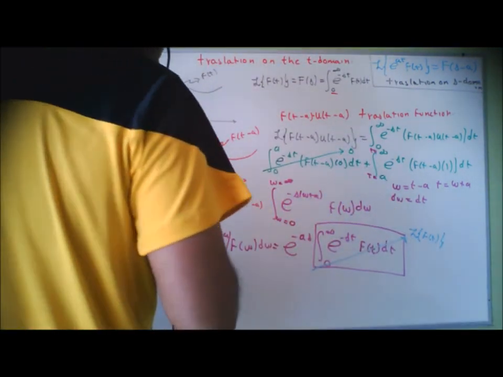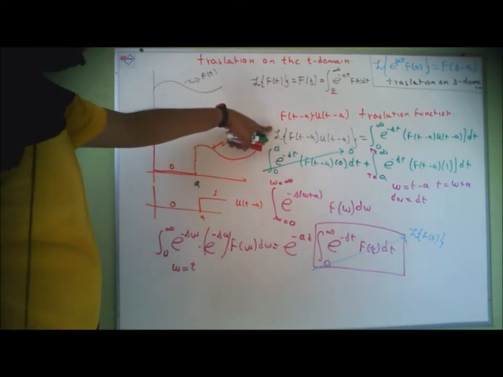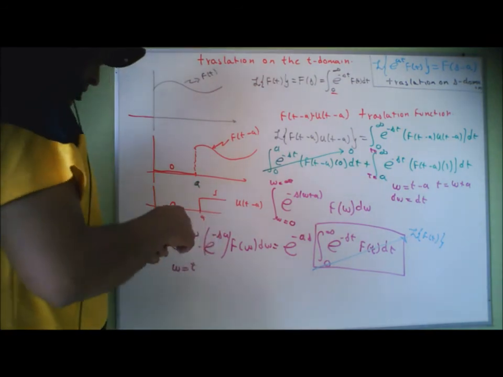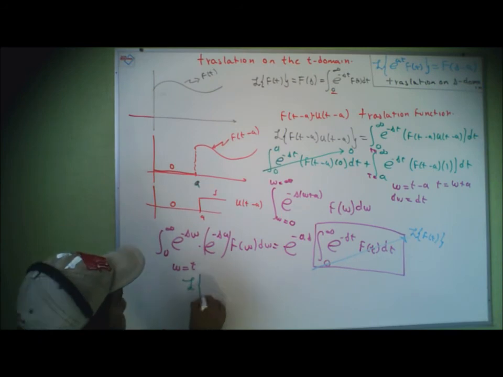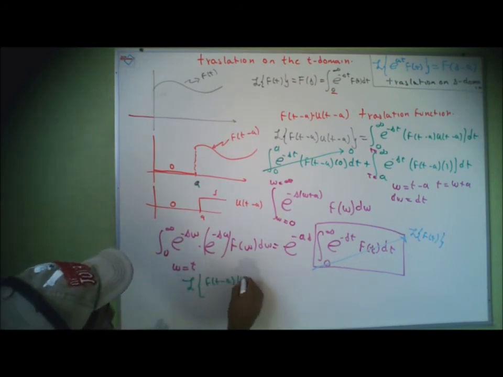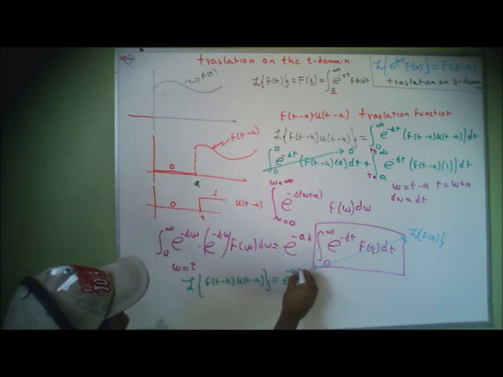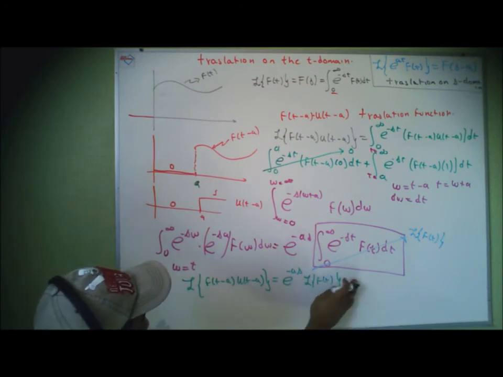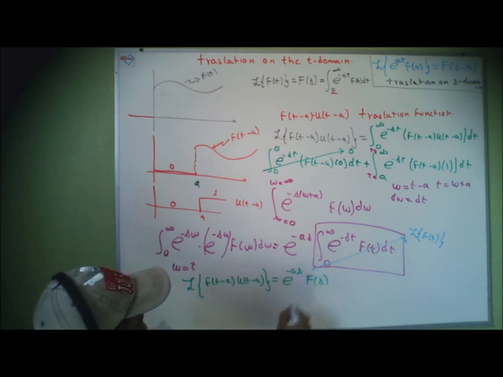Okay, so from where did we start? We started from here, all this thing, and then over here. So what we get is, we started with the Laplace transform of f of t minus a, u of t minus a, and that is equal to exponential minus as, the Laplace transform of f of t, which is the same as writing the F of s, right?